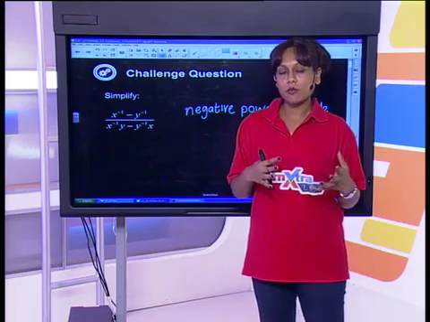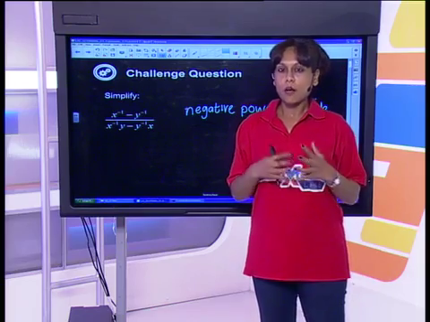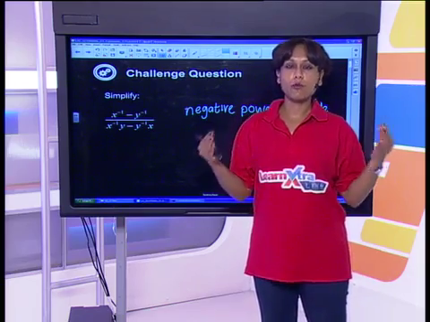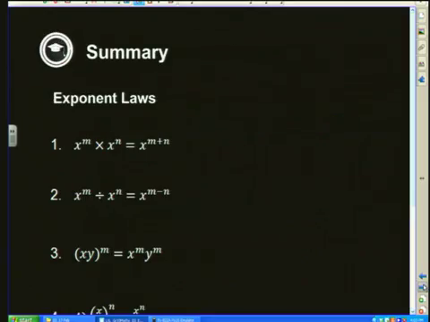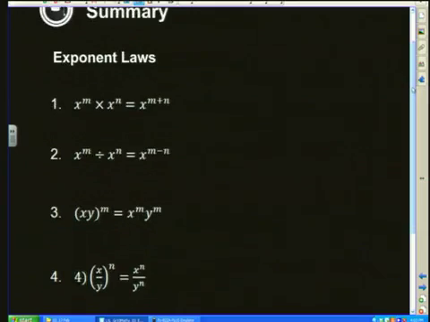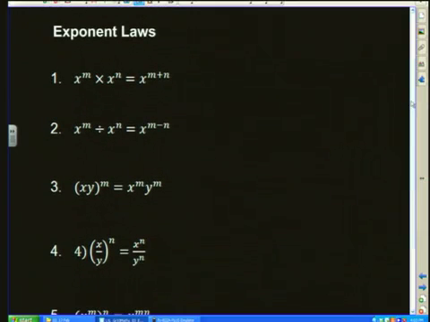But first, the first thing I want to do is just remind you guys about your exponent laws before we actually start the application of that. Okay, so let's start with our first one. So these are your exponent laws. It's really just brushing up.